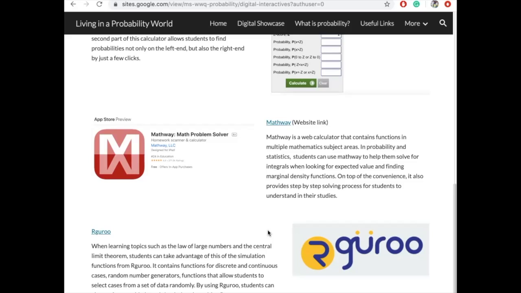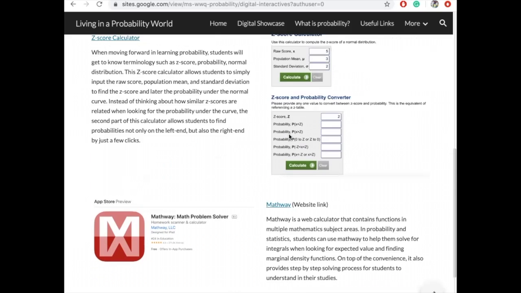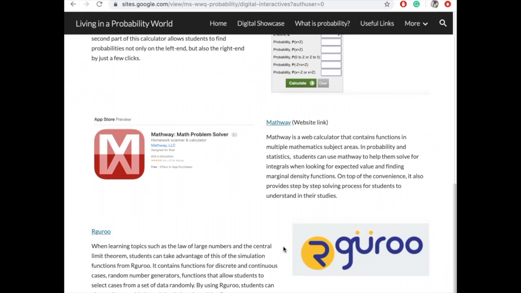This will be discussed along with the central limit theorem and law of large numbers, as well as learning Z-score later on in the semester. Although the Z-score calculator and Guru are not essential in learning the chapter that we are covering here, feel free to take a look at them and get a head start on the understanding.